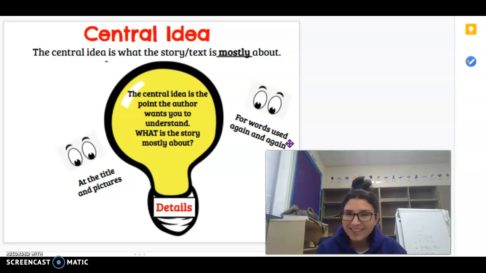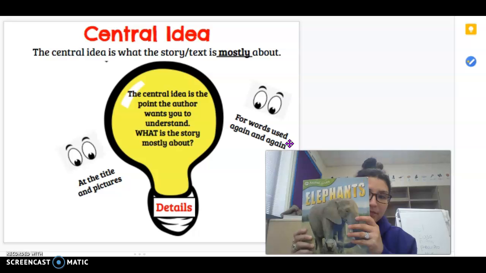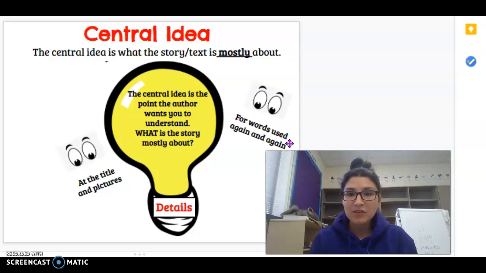So, what word did you hear me keep repeating? Elephants. So, what do you think the central idea is for this book, Elephants? What do you think the story is mostly about? What do you think the author's point is that he's trying to get to us, the reader? This story is probably going to be about elephants. The central idea of this story is elephants.